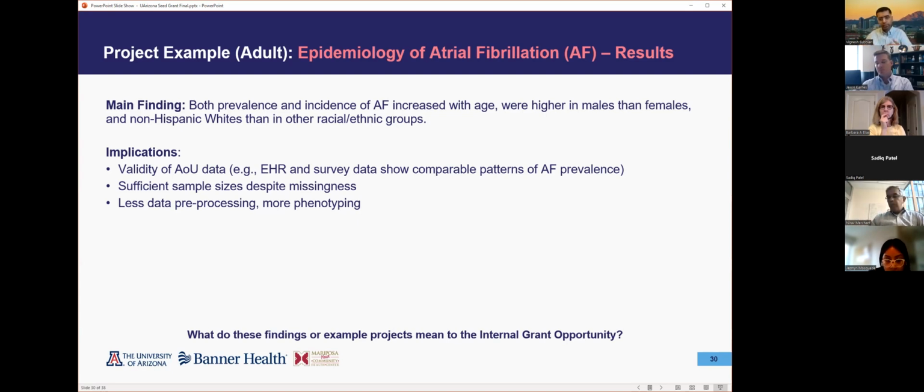Although your sample sizes keep going down as you apply conditions, you will have sufficient sample sizes as compared to traditional RCTs or observational studies. Given the cloud workbench and how the data is hosted and how the data is standardized and harmonized, you will have less data pre-processing to do, and more phenotyping to do after you build a cohort, which is something that we will help you with if your project is selected for funding.